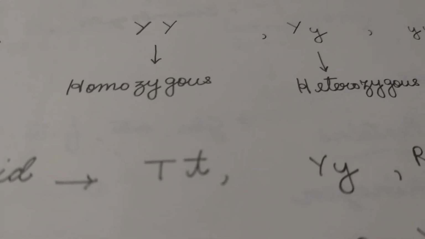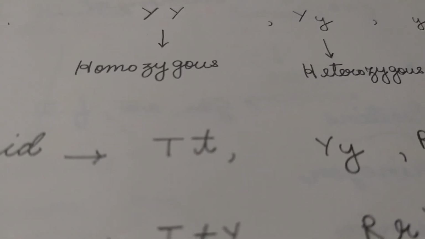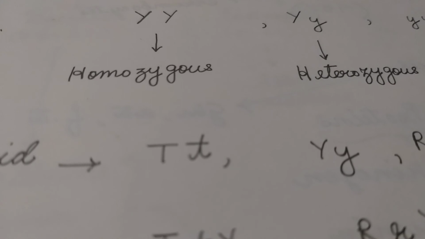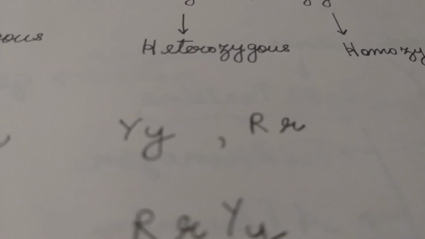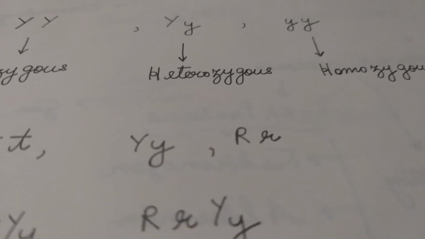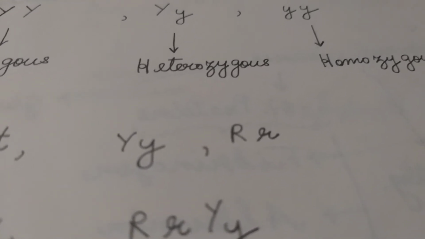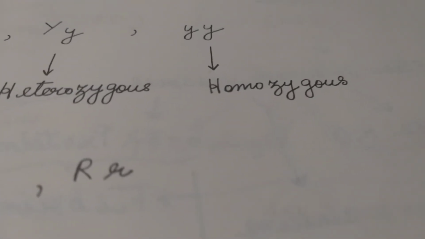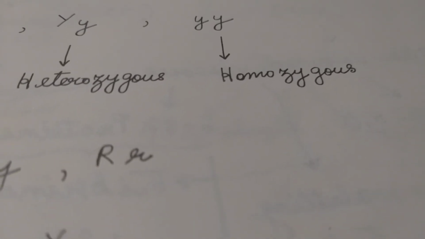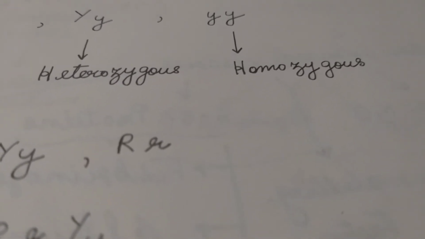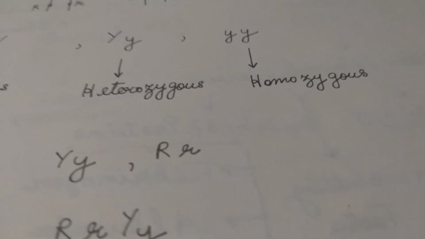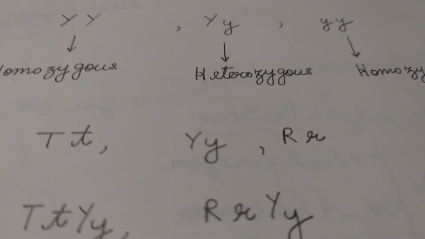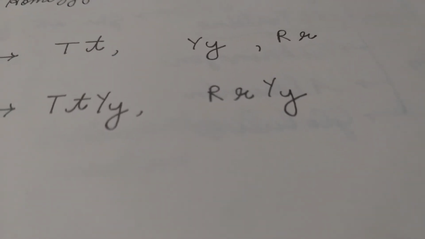But this is a monohybrid individual. It shows only one character: height of the stem. Capital Y, small y. This is a monohybrid individual. It shows only one character: the color of the seed. Capital R, small r, a monohybrid individual, because it shows only one trait: the shape of the seed. So these are monohybrids, these are dihybrids.